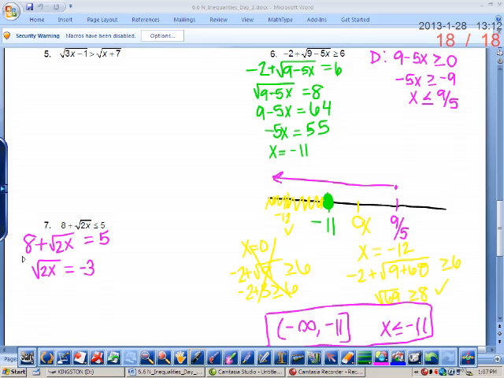Wait, can you not do that? Yeah, can you take the square root of something and get negative 3? No, solution. No, so this is no solution. That's tricky.